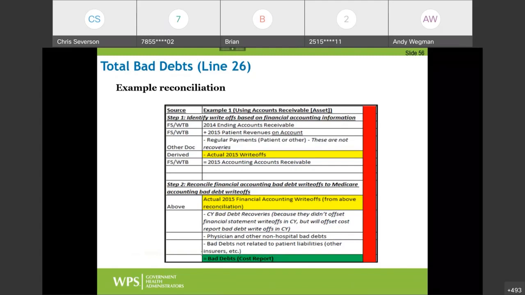So the reconciliation here, I'm not going to spend too much time on this example. It's in the actual query logic questionnaire. It gives you an example to use. We're basically starting with the financial statement data, and we want to eventually get to the write-offs, and they're basically a derived number. There are other ways to do this reconciliation.